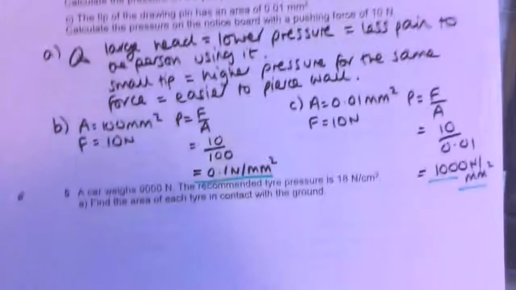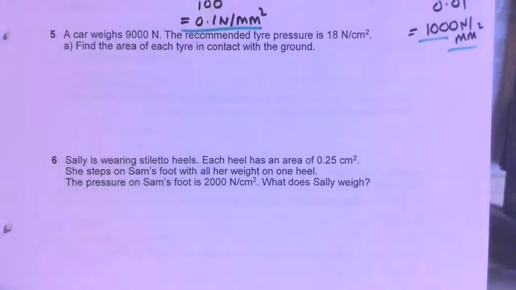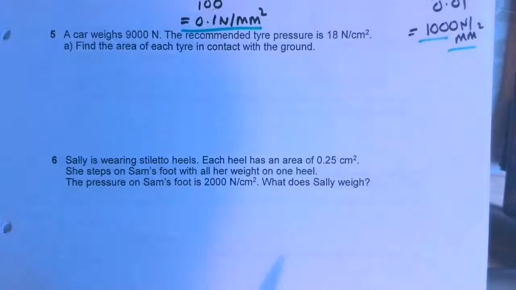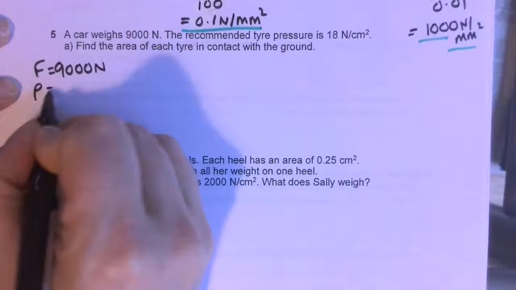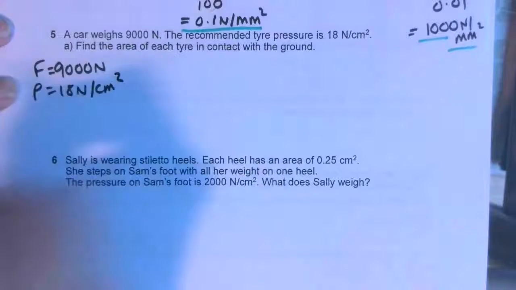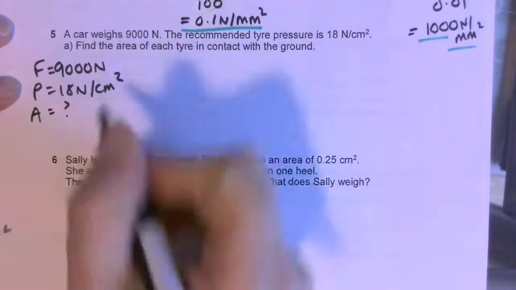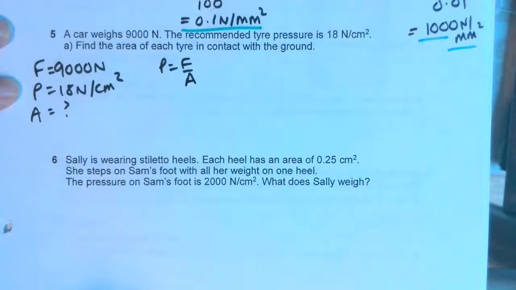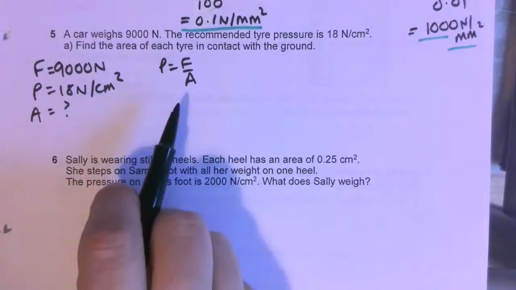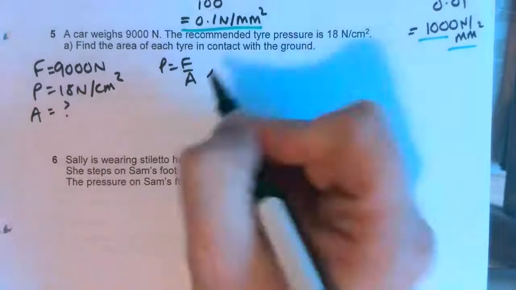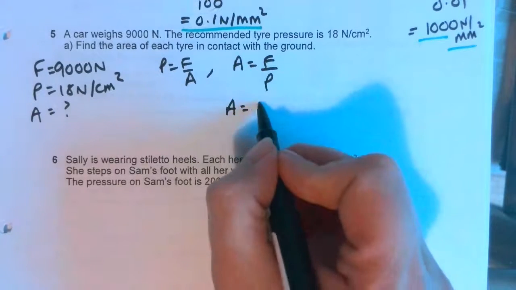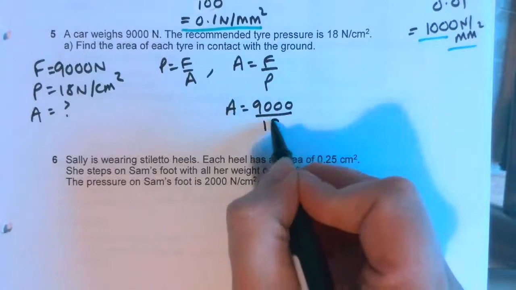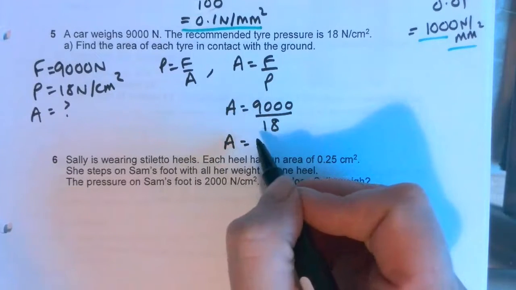Okay, number 5. A car weighs 9,000 newtons. The recommended tire pressure is that. So we've got the weight, the force is 9,000. The pressure is 18 newtons per centimetre squared. And then we have to find the area. So our equation is pressure is force over area. If we rearrange that to make area be the subject, and remember you can use your equation triangle to do that if you want. Try and use your algebra skills though. If we rearrange that, we get area is force over pressure. So the force is 9,000, the pressure is 18. That gets us an area of 500.